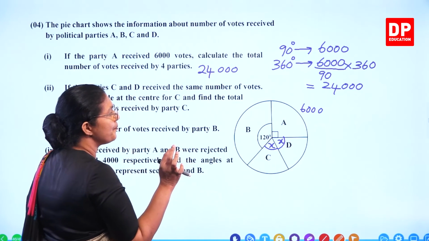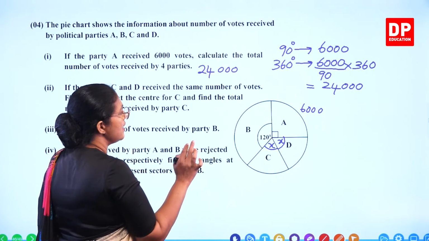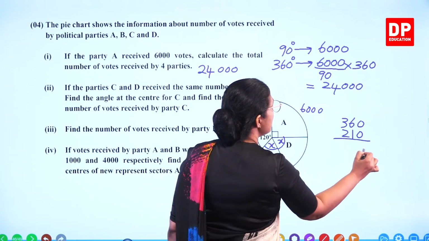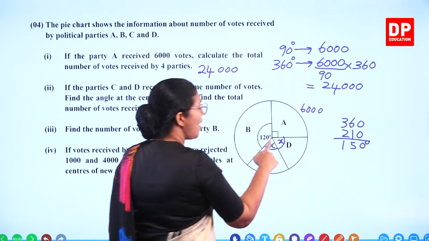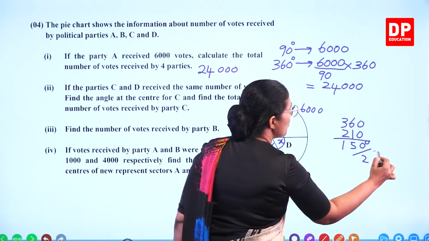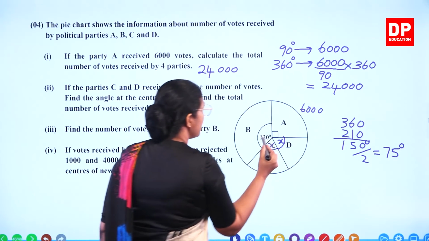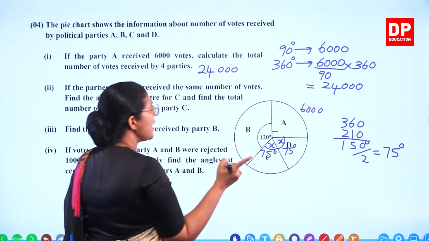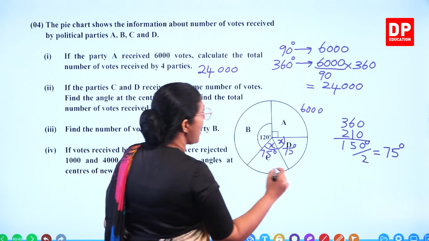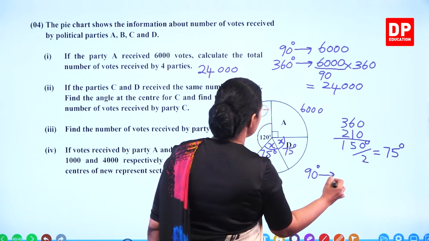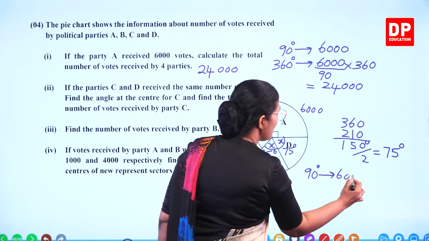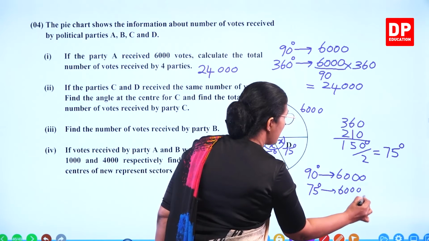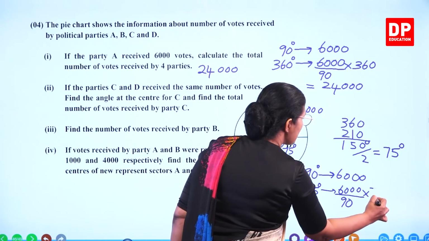120 plus 90, what do you get? 210. 360 minus 210, you get 150. Divide this by 2, you get each angle is 75. This is 75 and this is 75. Again, you can use the ratio. 90 degrees means 6,000. What about 75 degrees? 6,000 divided by 90 multiplied by 75.